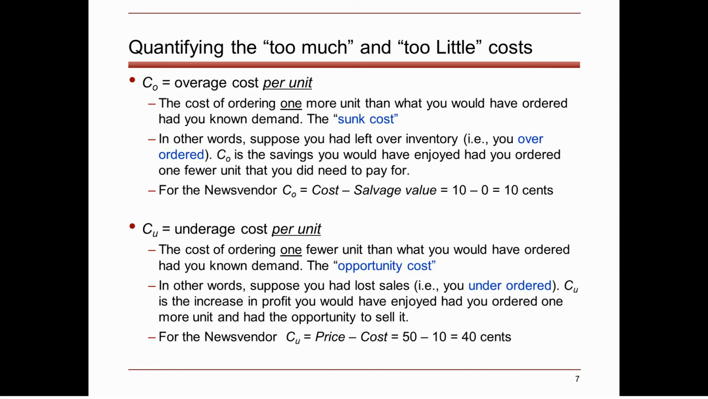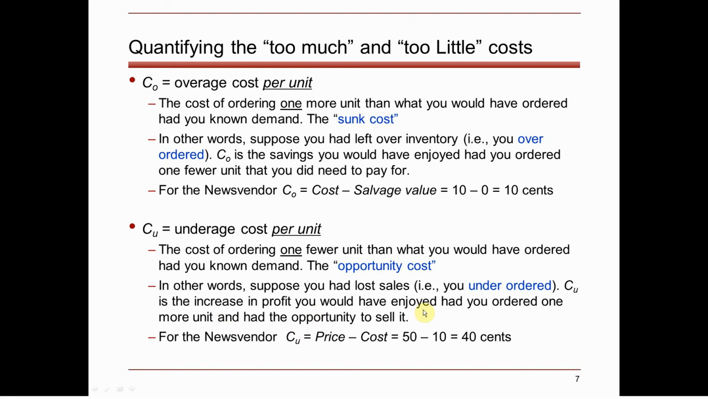So in this case, what if we ordered 99 and we actually knew that we were going to sell 100? So what would be the cost of ordering? What was the cost for having that one less, even though we knew it was 100? It's a little tricky to think about, so you'll have to get used to that kind of thinking.